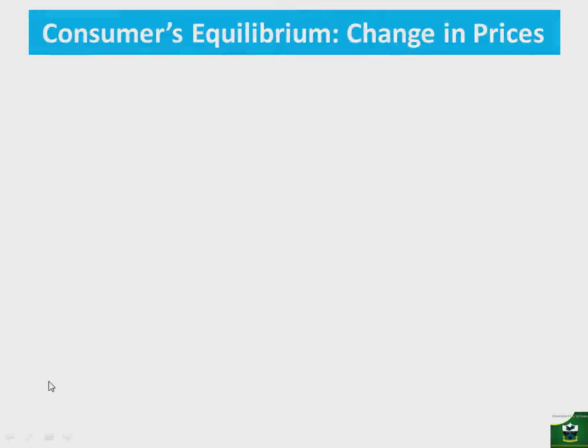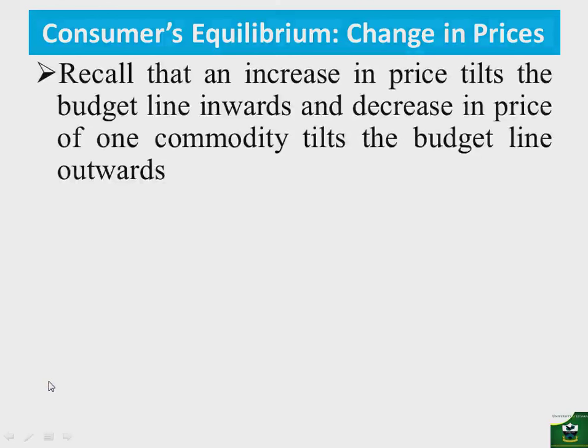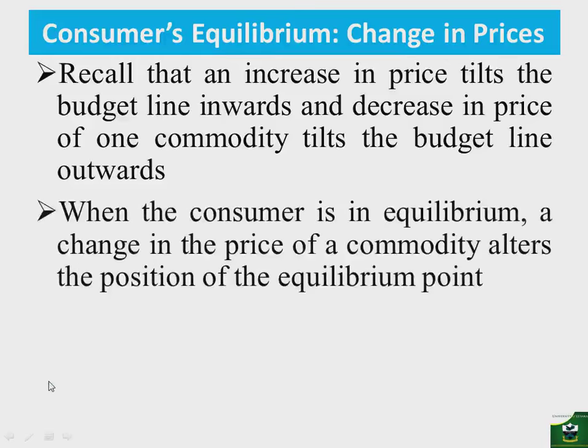Okay, so let's look at the changes in prices and how these changes affect the consumer's equilibrium. So recall that an increase in prices tilts the budget line inwards, and a decrease in prices tilts the budget line outwards. So with that, we're saying when the consumer is in equilibrium, a change in the price of a commodity alters the position of the equilibrium point.